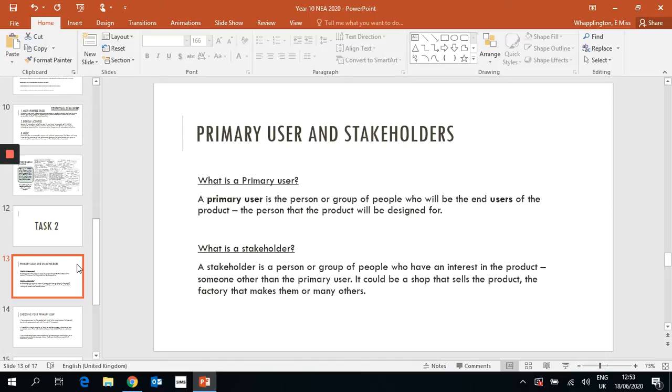Now a stakeholder, different from a primary user: a stakeholder is a person or group that has an interest in the product. So somebody different from the primary user. It could be a shop that sells the product. It could be a factory that makes them.